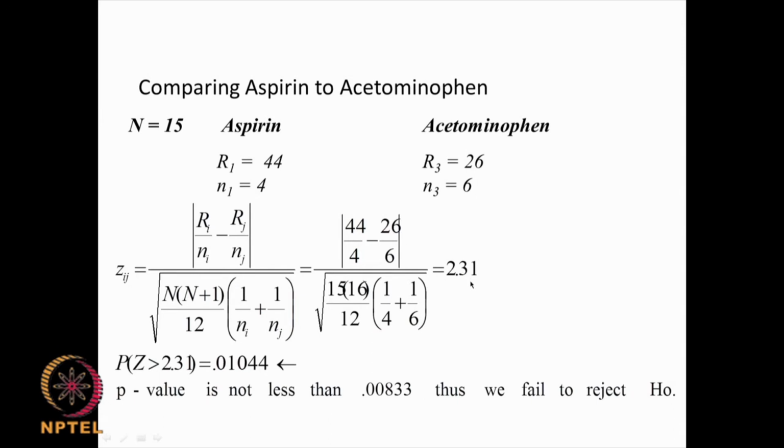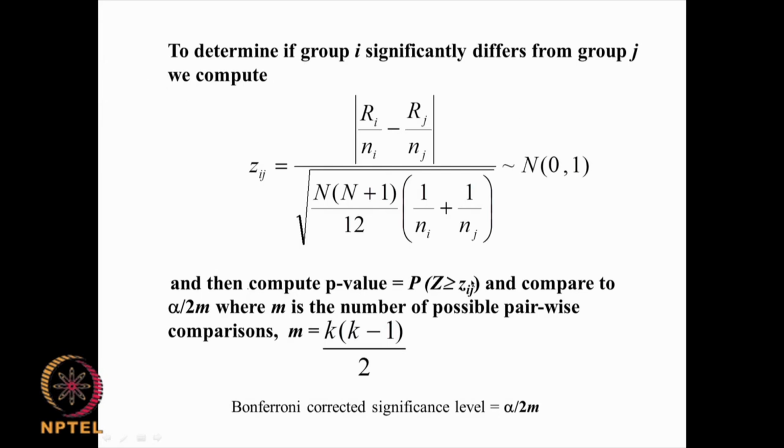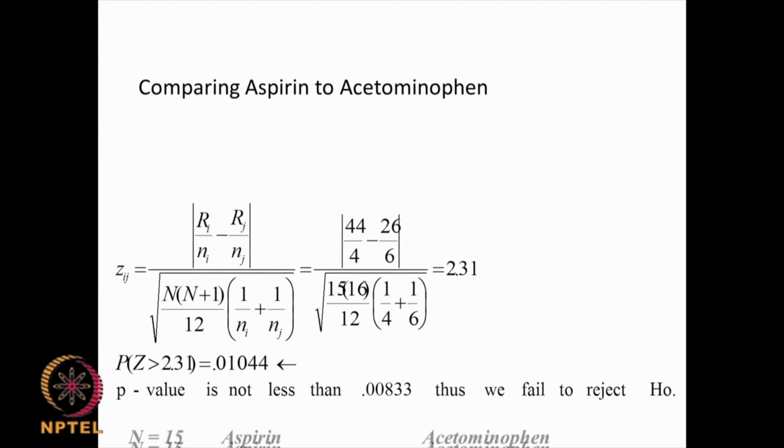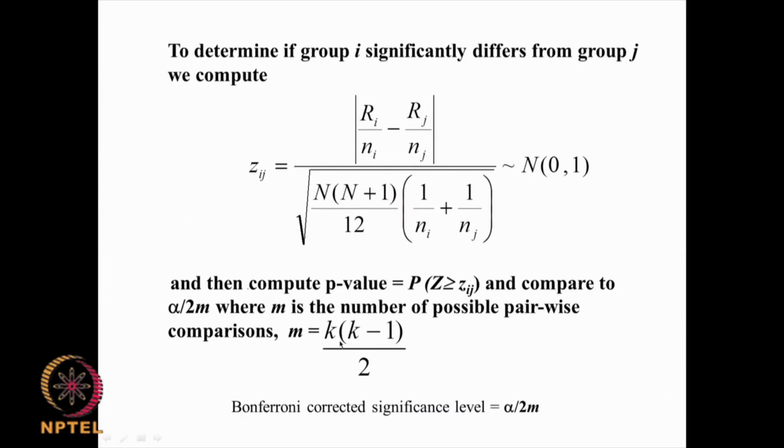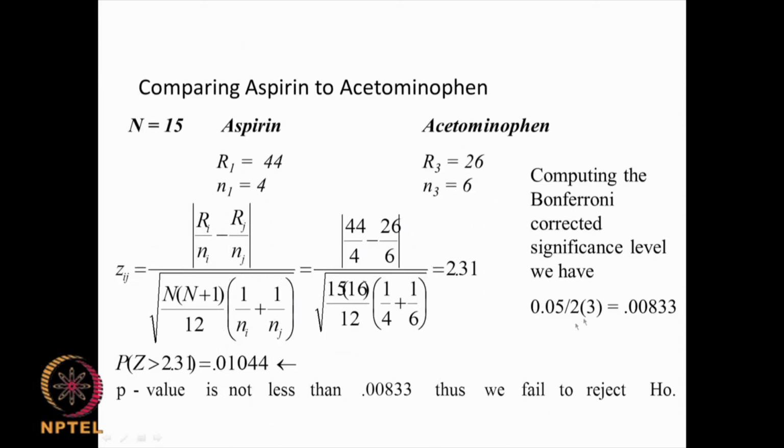Once you calculate the Z, the probability of 0.0104 is obtained from your Z table. Then we compare it. We look at alpha, 0.05 divided by 2m, where 2m is given by k into k minus 1 divided by 2, and k is the number of groups, so you get this as 0.00833.